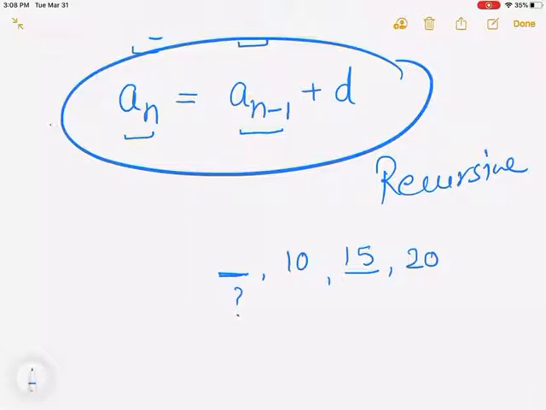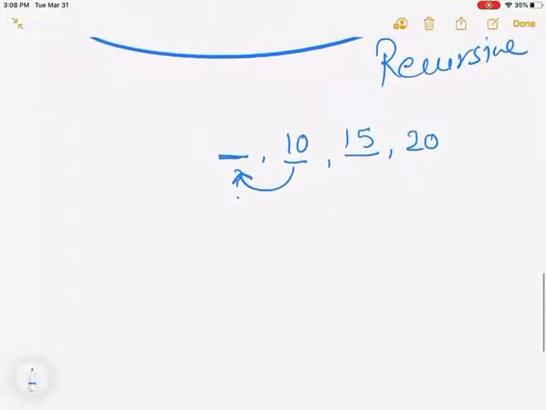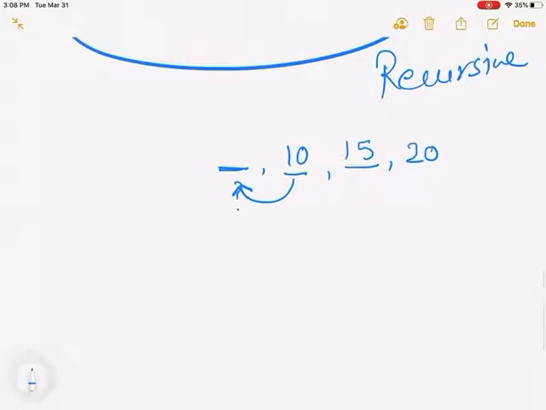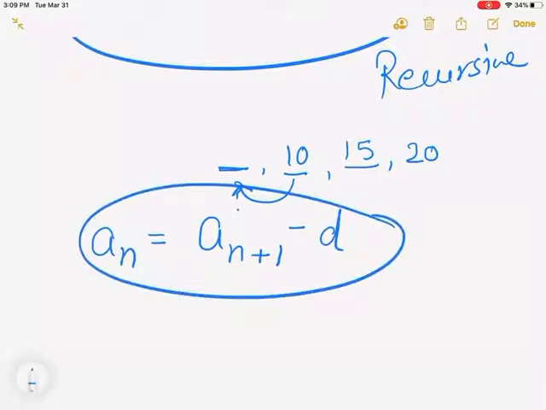Are we still adding the difference? No, we are not adding the difference anymore because we are actually working backwards. So in order to work backwards, instead of adding the difference, I would subtract the difference. So that's just another way of recursive rule. Let's say I'm solving for the nth term. If you don't know the term before, but you know the term after, I'll take the term after, but I'm not adding the difference anymore. This time I would subtract the difference.